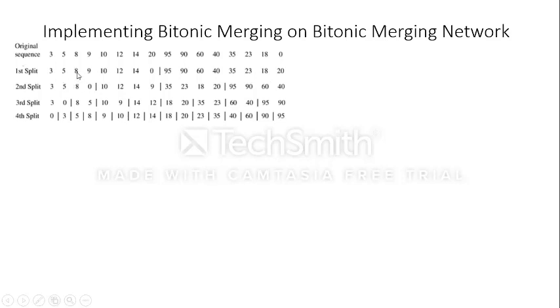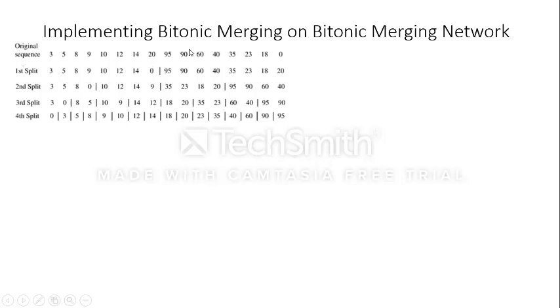Similarly, this 8 element sublist is again divided into four element sublists, such that after the second Bitonic split, the first list has the values 3, 5, 8, 0, while the second list has the values 10, 12, 49, and so on. In this way, this whole process will continue. This is the logical implementation of the Bitonic merging.